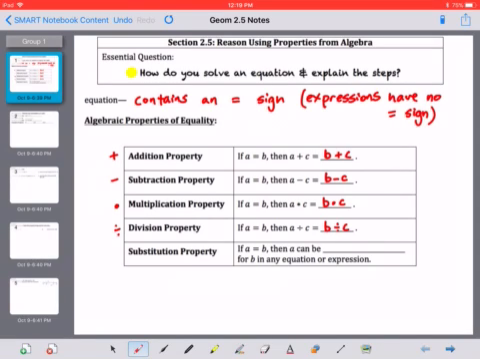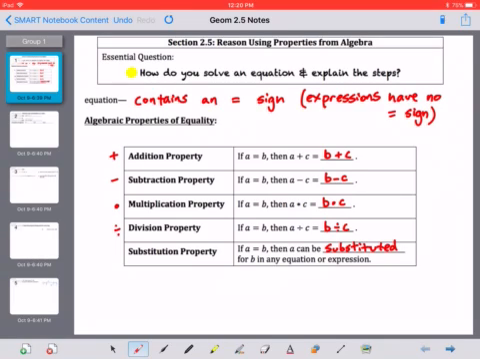So typically when we use these properties, we're using numbers here, so don't let all of these A's, B's, and C's confuse you. You know how to use these properties. The last property is a little bit different, but that's the substitution property, which tells us that if A equals B, then A can be substituted for B in any equation or expression. And we did some substitution back in chapter 1.